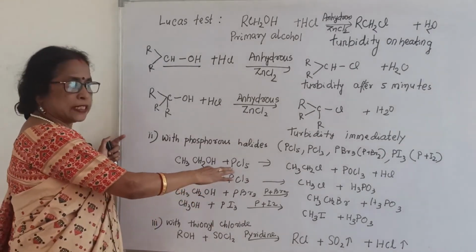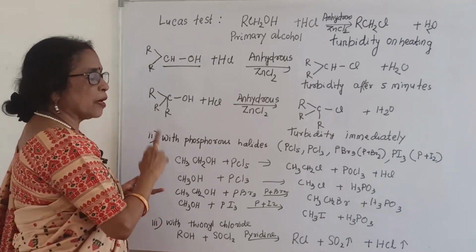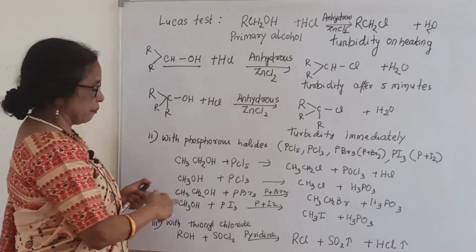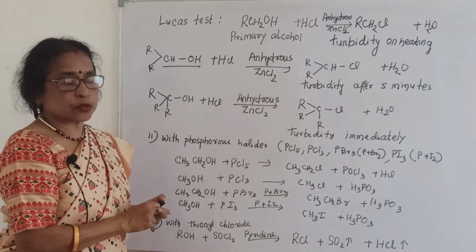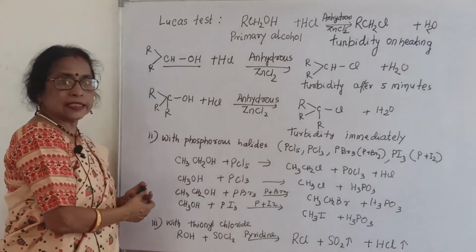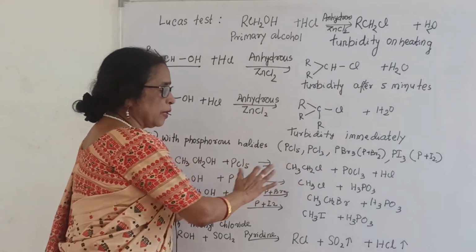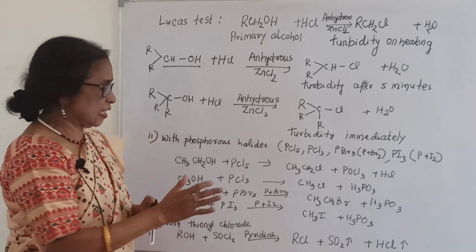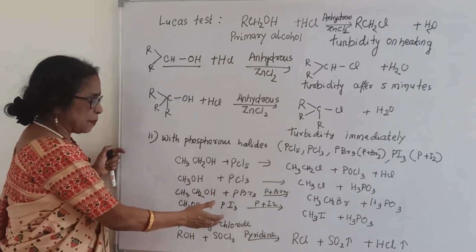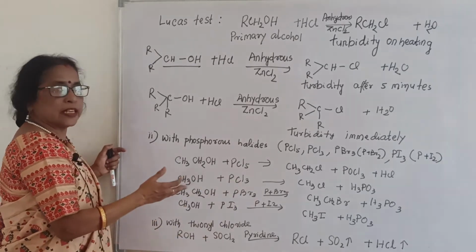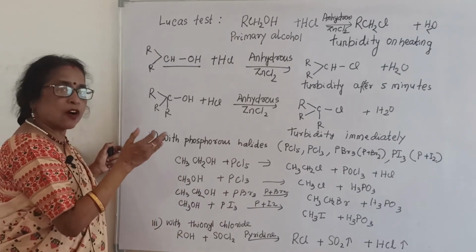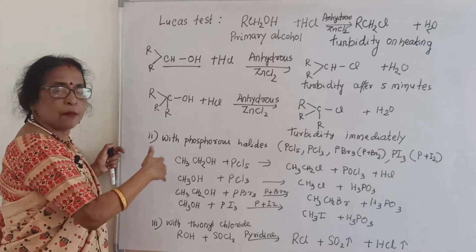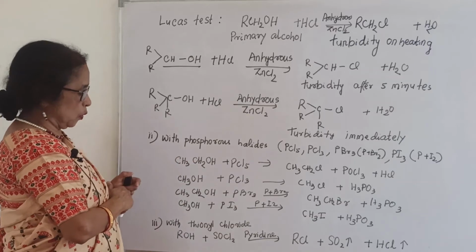Again see, with PCl5, the byproduct you should remember is POCl3. What is POCl3? Phosphorus oxychloride. Similarly, hydrochloric acid is also available, and here PCl3 gives chloromethane and H3PO3. What is H3PO3? Phosphorus acid. Similarly, in the case of PBr3 and PI3, the byproduct is H3PO3, and the corresponding haloalkane is produced. For bromine, bromoalkane, for iodine, iodoalkanes are produced.